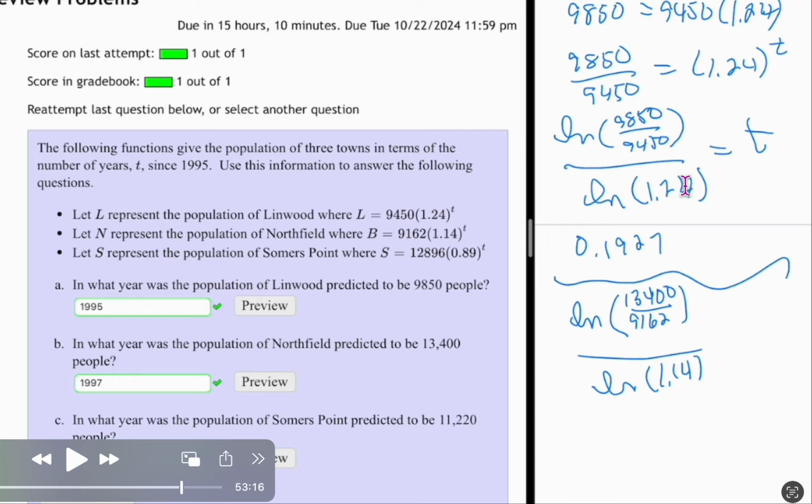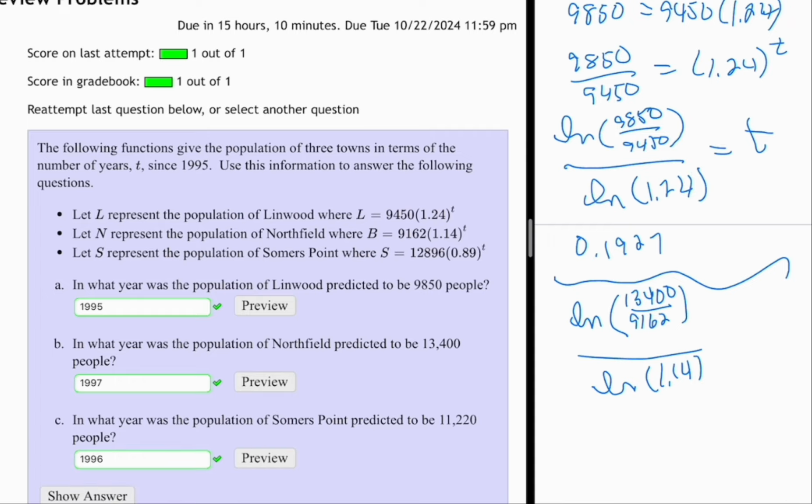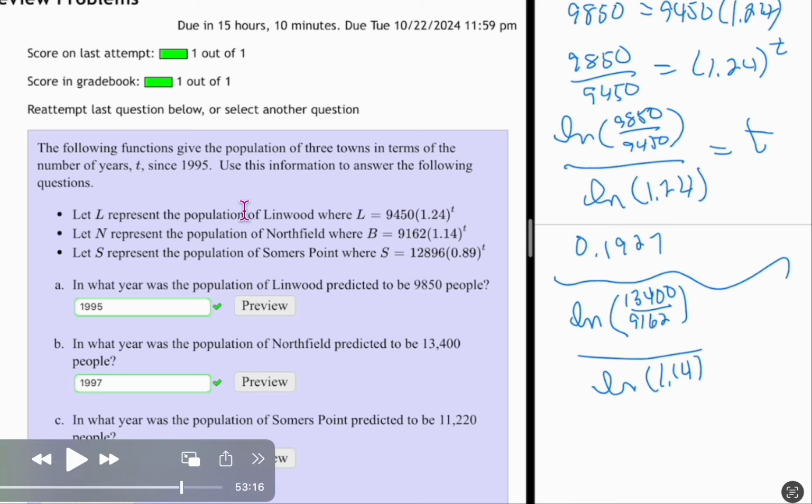Now, I let iMath do that math for me. I got 0 point something. So the year 1995, it wouldn't even have got into 1996. I just added this 0 on, and that's why I got 1995, 0 plus 1995.